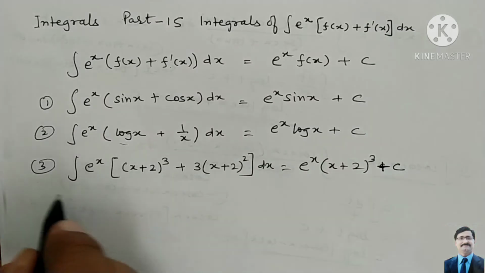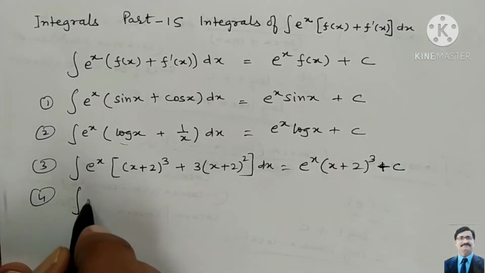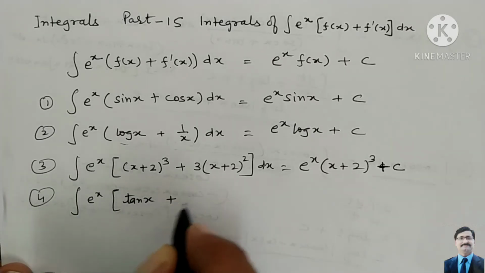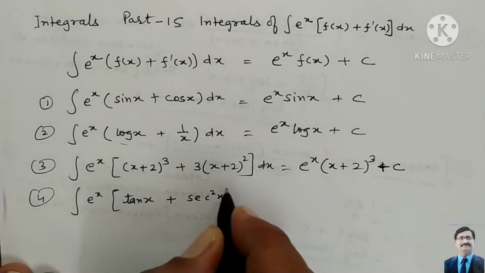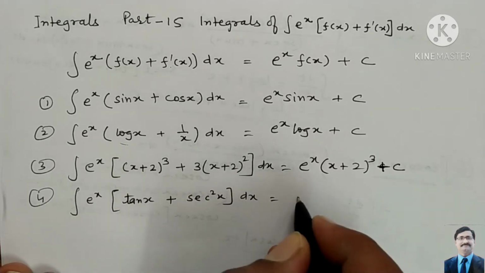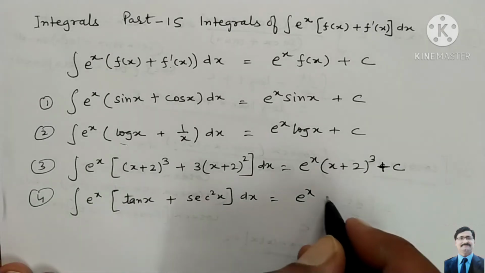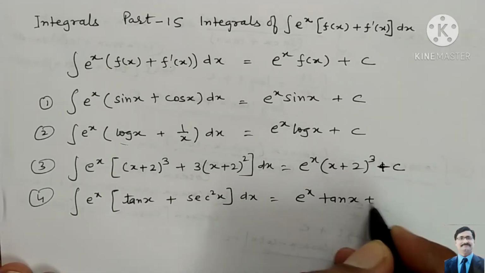Okay, this is the answer. Look here, if we have e^x and tan x, and the differential of tan x is given, sec square x, and dx. This time we can write e^x and the function is f(x). The differential of f(x) is present, so we can write here e^x tan x plus c.